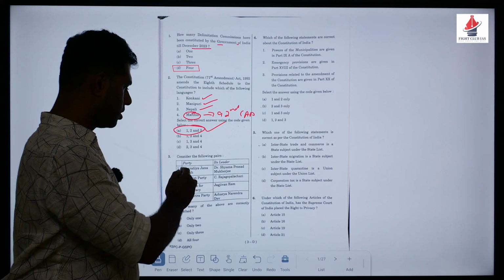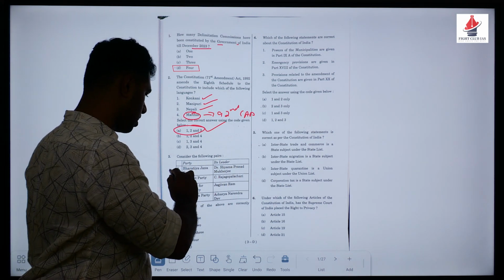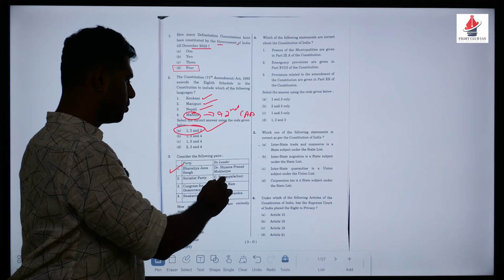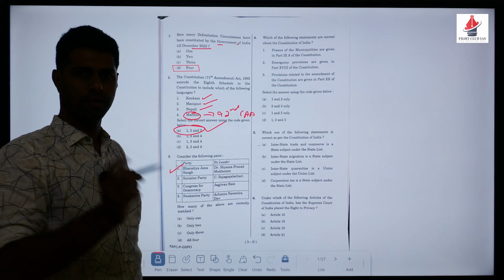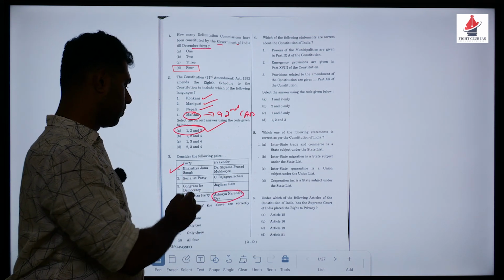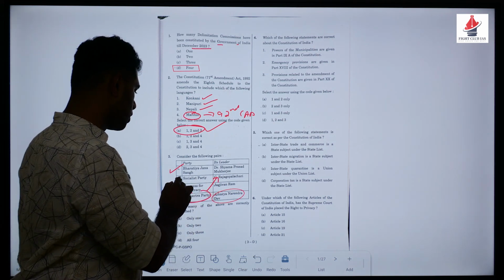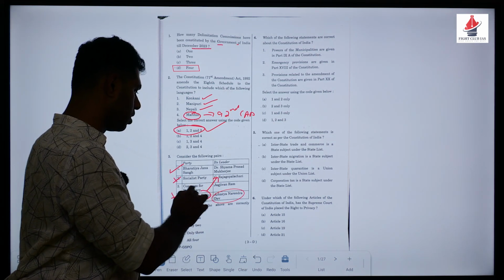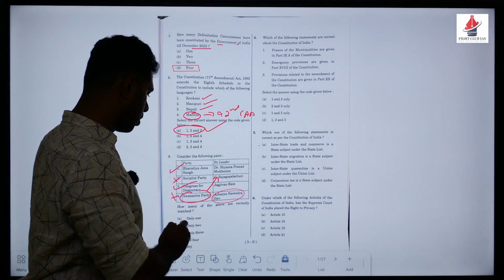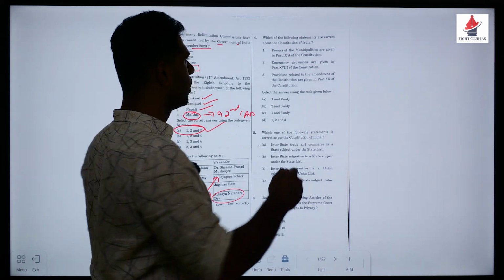Consider the following pairs. Bharatiya Jana Sangh, Dr. Shyam Prasad Mukherjee. This is correct. He was one of the founders of Bharatiya Jana Sangh. Socialist Party, C. Rajagopalachari. No. Socialist Party was founded by Acharya Narendra Dev. And Swatantra Party was founded by Rajagopalachari. So second one is wrong. Fourth one is wrong. Third one, Congress for Democracy, Jagjeevan Ram. Yes, it is correct. So your answer is only 2 pairs, right? Moving on to the next one.